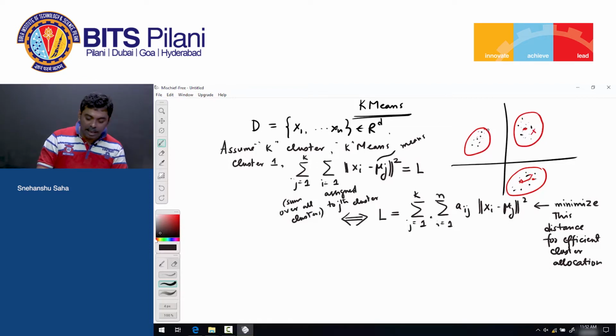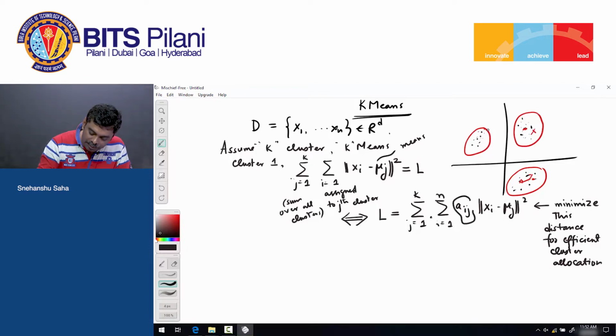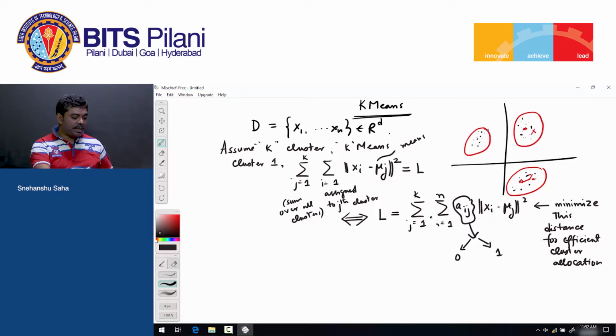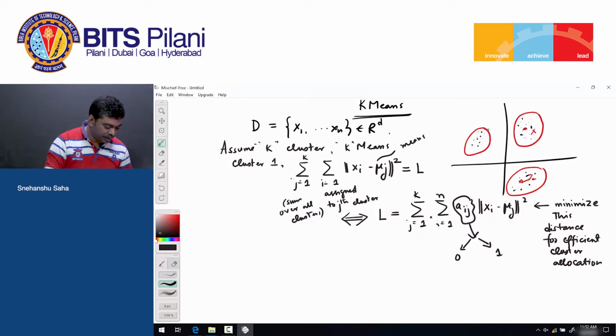Now let's talk about this one. This is a characteristic function, so it can have a value 0 or a value 1. What does it imply? If the value of this is 0, that means the data point i does not belong to the cluster j. If the value is 1, that means the data point i belongs to the cluster j. So it's like a smart trick.